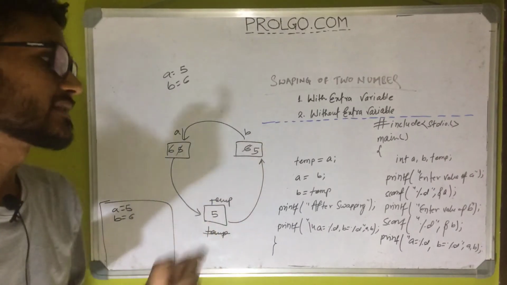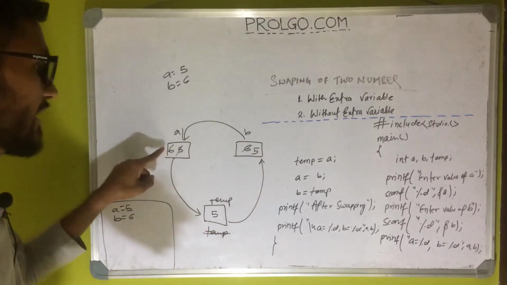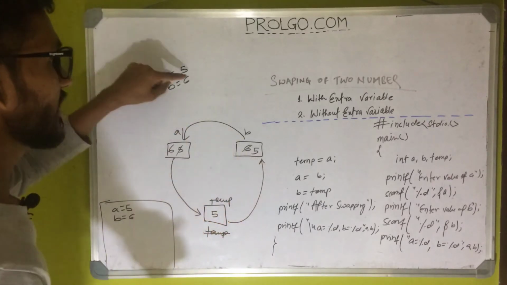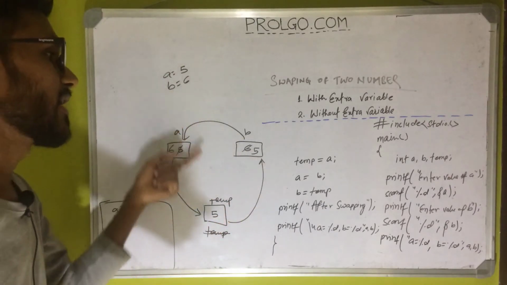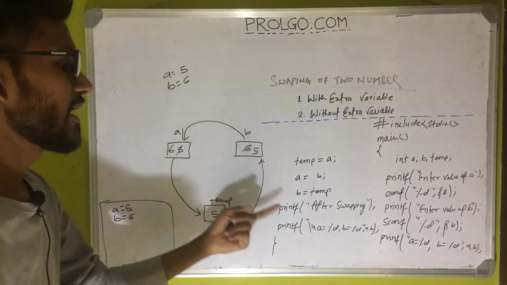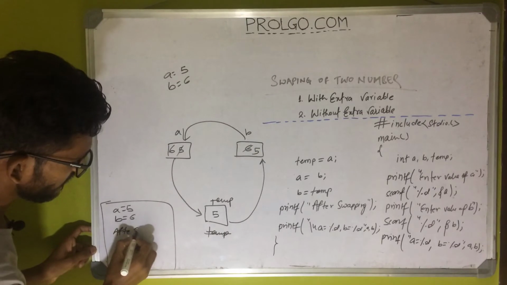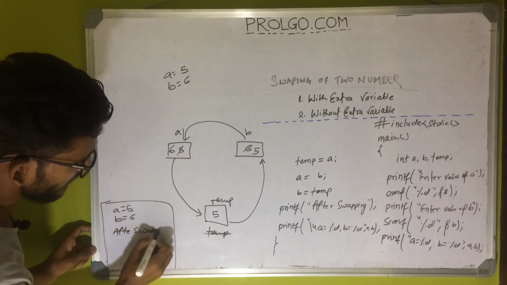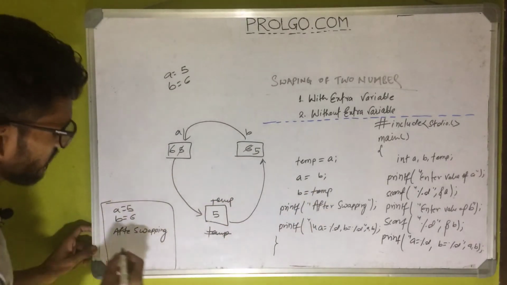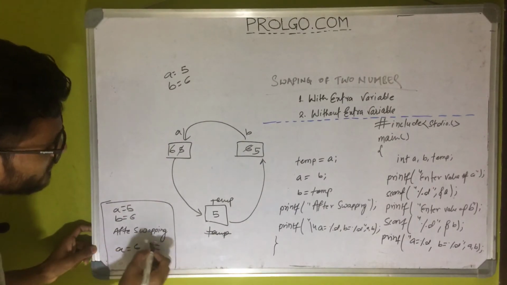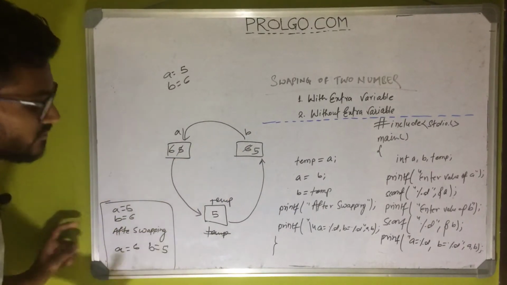So now, as you can see, inside A the value is 6 and inside B the value is 5, and initially it was just opposite. So our values have been swapped successfully. After this, it will print "after swapping", and then A is equal to 6 and B is equal to 5.